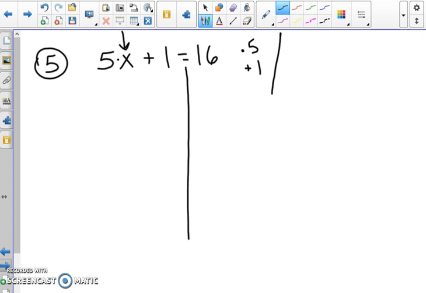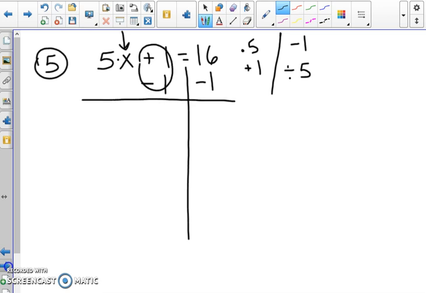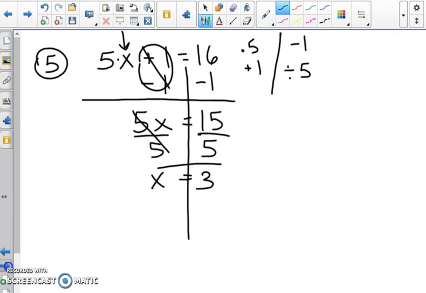So we look at the last operation, that adding 1, and we're going to do the opposite of that. We're going to subtract 1, and then we'll divide by 5. So subtract 1, zero pair, 5x is equal to 15. Divide by 5, x is equal to 3.